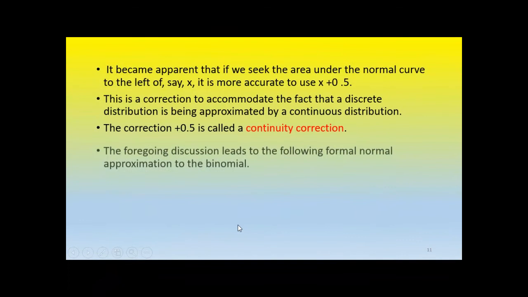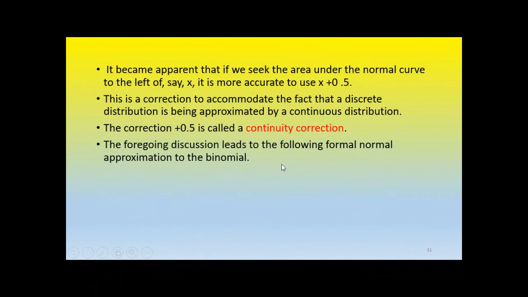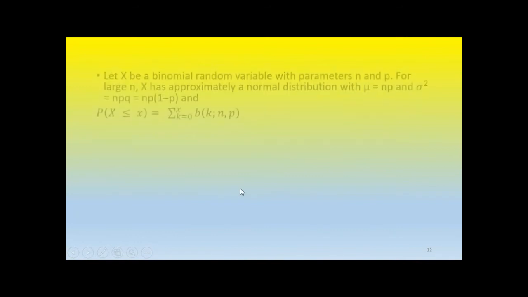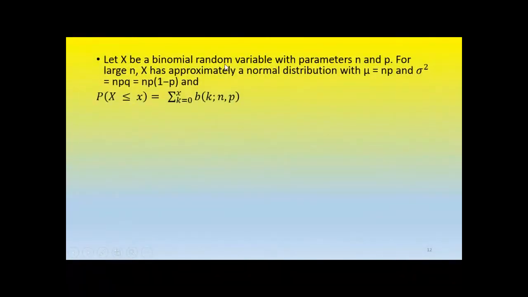Yes. Now, the foregoing discussion leads to the following formal normal approximation to the binomial. The formula comes up. Let X be a binomial random variable with the parameters n and p for a large n. X has approximately a normal distribution with mu equal to n times p, and sigma squared is the variance, either npq or np times 1 minus p.